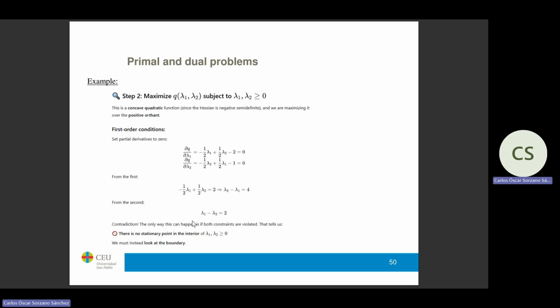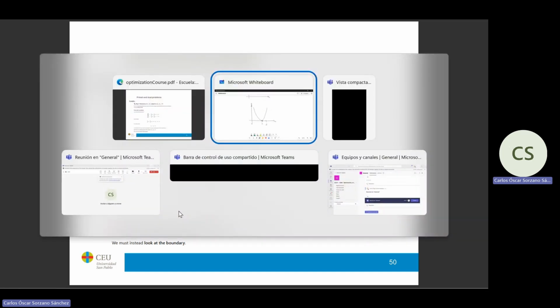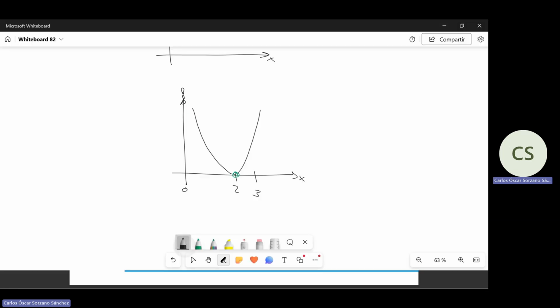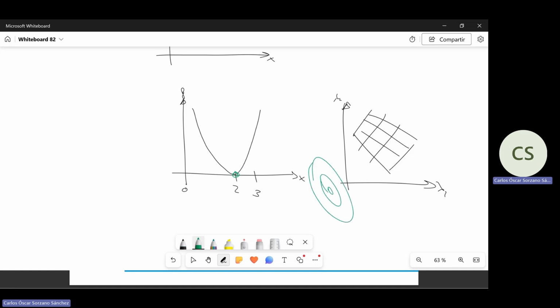Okay, so in the interior part, if you think in the lambda 1, lambda 2 space, in this area, not the borders, but in this area, there is no solution. So it must be that our goal function is somewhere here. So this is our goal function, and then we have to look at the borders. We have to explore this area. So the unconstrained problem doesn't have a solution.